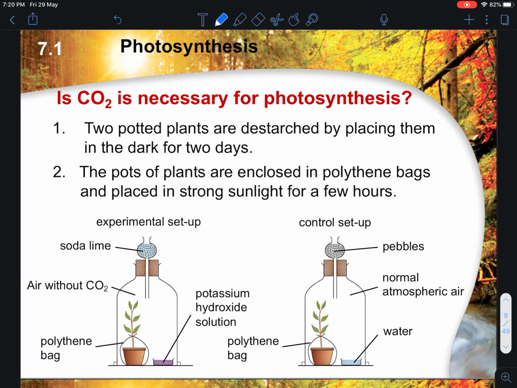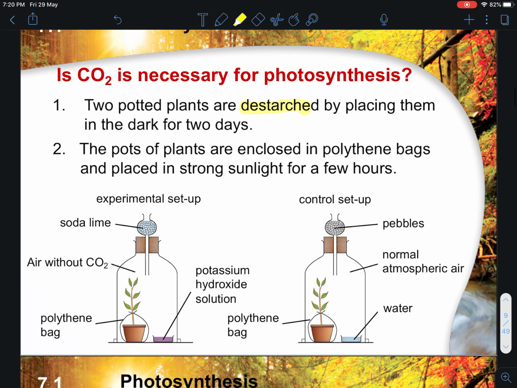So again, we destarch the plant, and then we use a polythene bag. Now, why do we use a polythene bag? Why do we cover? This one can come out as an exam question for structure. It's because inside your soil it contains a lot of microorganisms. What are these microorganisms? It can be bacteria and things like this, and they undergo respiration. If they undergo respiration, they would produce CO2. There will be an increase in the CO2 level.